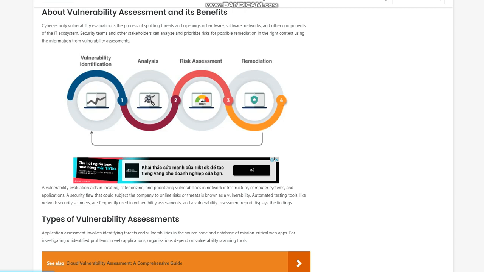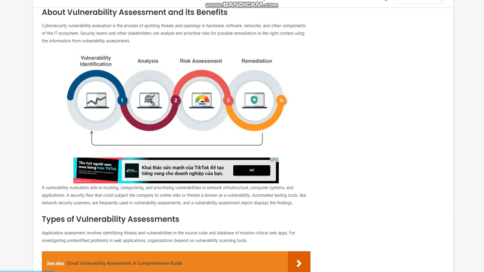A vulnerability evaluation aids in locating, categorizing, and prioritizing vulnerabilities in network infrastructure, computer systems, and applications. A security flaw that could subject the company to online risks or threats is known as a vulnerability. Automated testing tools, like network security scanners, are frequently used in vulnerability assessments, and a vulnerability assessment report displays the findings. Types of vulnerability assessments.